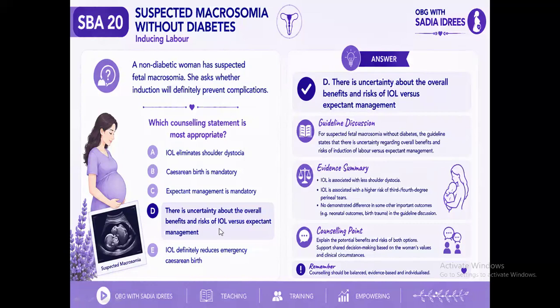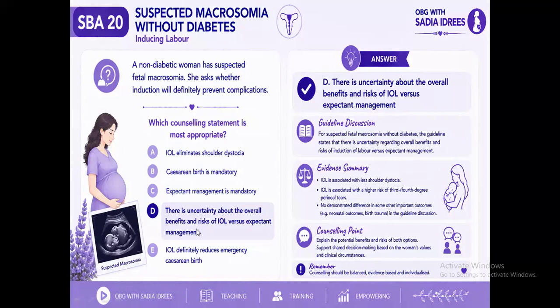The correct answer is D. There is uncertainty about the overall benefits and risk of induction of labor versus expectant management. This is a fantastic counseling question because there is no absolute answer. And whenever an option says always, definitely, mandatory, eliminate, your exam antenna should go up. Medicine is rarely that absolute.